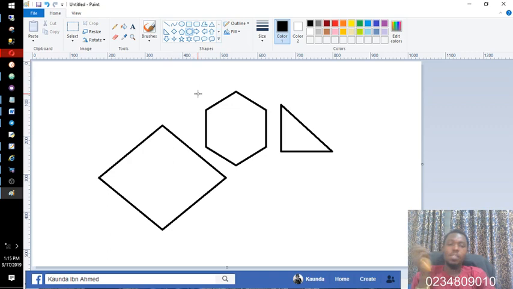Yeah, all these are special graphs. And the reason is simple. All the vertices have a degree of 2. All the vertices, there are 2 lines coming there.